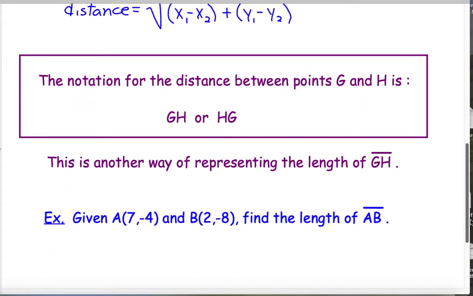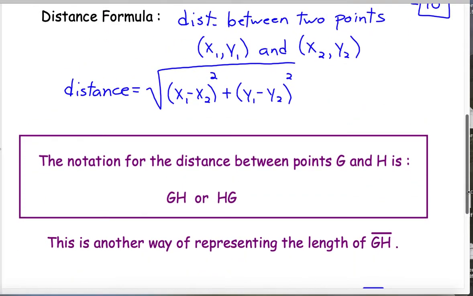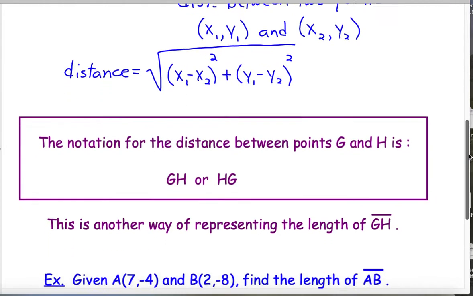Now, the notation, as I mentioned, for the distance between 2 points is just the 2 letters. The order doesn't matter, but there's nothing above them. When you have 2 letters with the segment above, that means the segment GH. And so a problem could either say, what's the length of the segment GH? Or it could just give you the 2 letters and say, what is GH? They mean the same thing. We're finding the length of the segment or the distance between the 2 points.